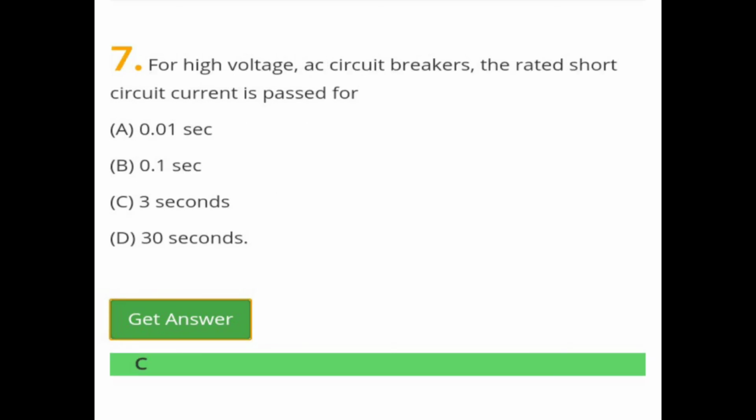Question number 7 is, for high voltage AC circuit breaker, the rated short circuit current is passed for 0.10 second, 0.01 second, 0.1 second, 3 second or 30 second. So the correct answer is option C, 3 second. For high voltage AC circuit breaker, the rated short circuit current is passed for 3 second.